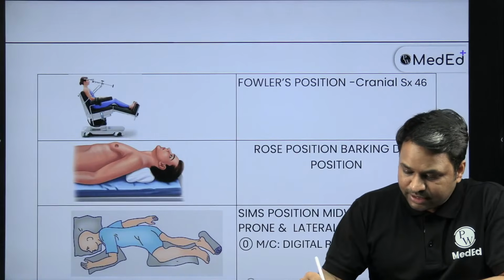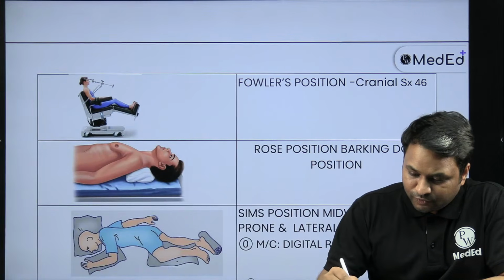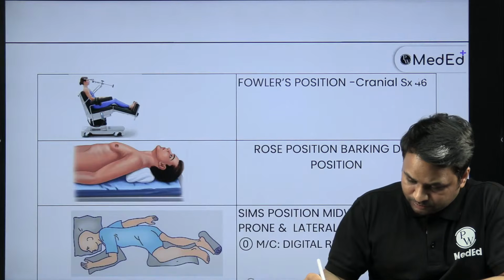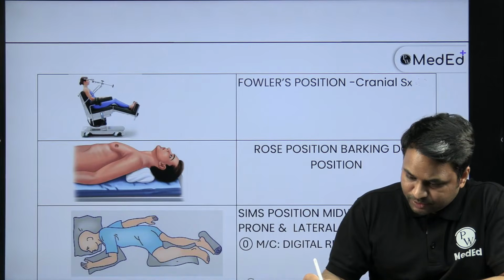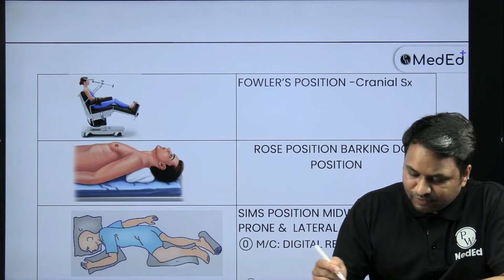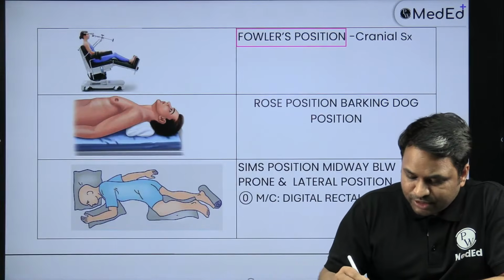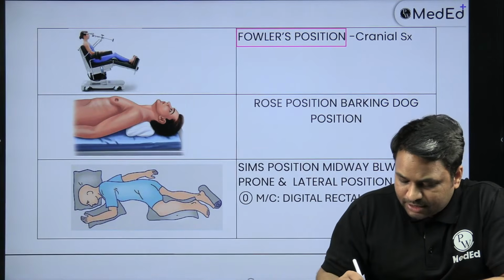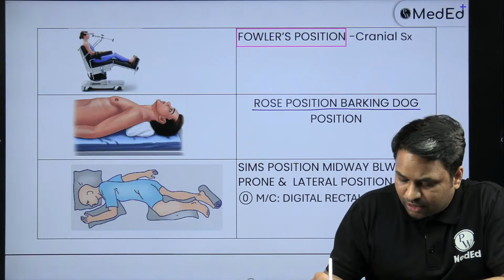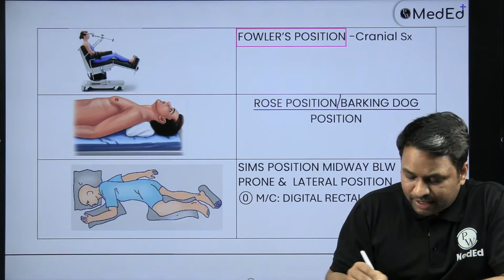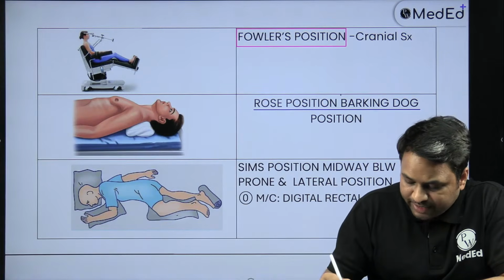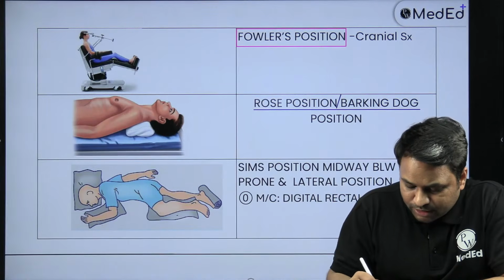For cranial surgeries, we use Fowler's position. Fowler's position is a sitting position for all your cranial surgeries, or neurosurgeries rather. Rose position, we've been telling at the top of our voice, the Rose position or barking dog position, is usually done for neck surgeries, here for thyroid surgeries.